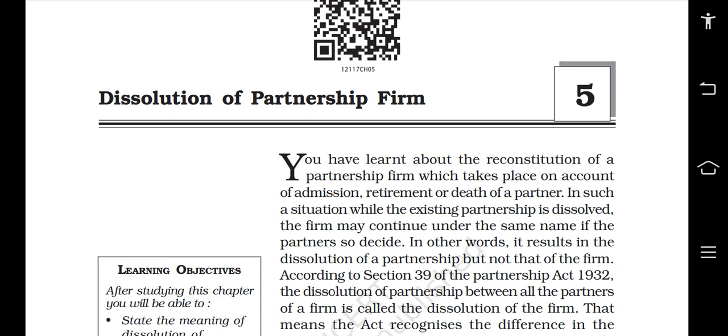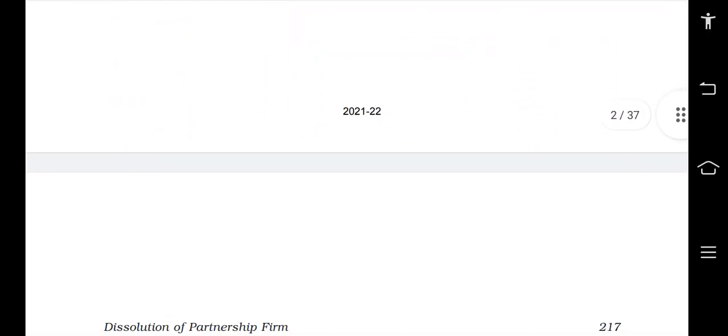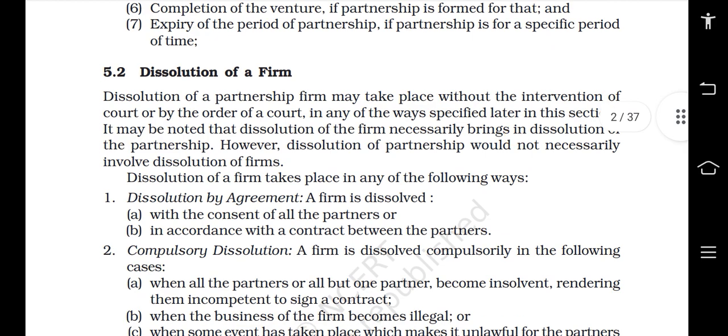Dear students, in this class we are going to discuss chapter 5, Dissolution of Partnership Firm. Dissolution of a partnership firm means a firm is going to stop all its activities, which may happen in any of the following ways. Dissolution may be by agreement.